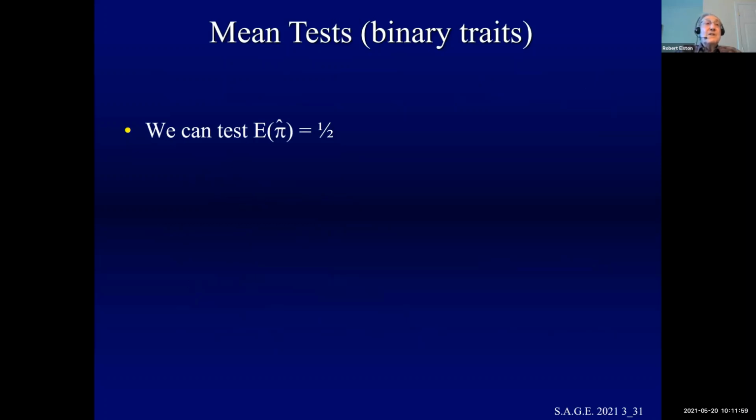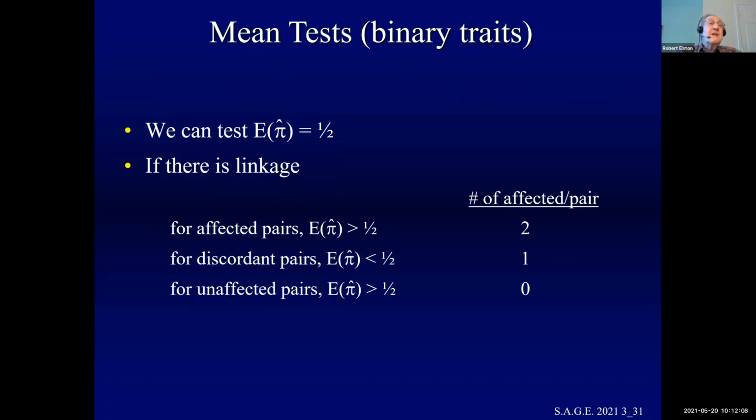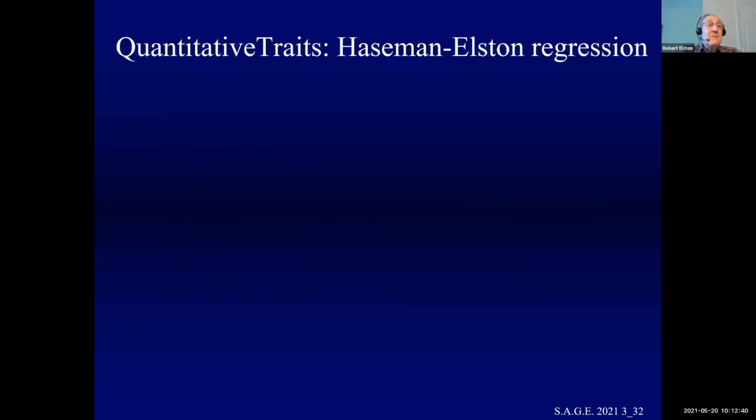So consider what's called the mean test, or rather lots of different mean tests. But the usual one is we test that the estimated proportion of genes identical by descent is 1/2. If there's linkage, then for affected pairs, this is greater than 1/2. For discordant pairs, in other words, where just one is affected in the pair, it's less than 1/2. For unaffected pairs, it's greater than 1/2. So we're going to use one-sided tests.